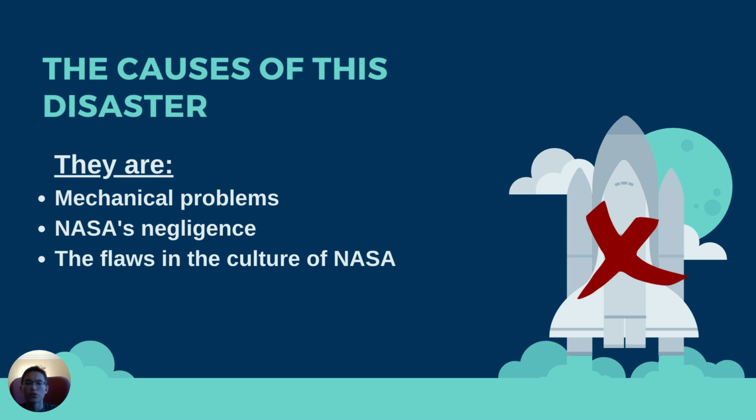Moreover, the flaws in the culture of NASA and the attitude of its senior managers seen by the board echo those identified after the Challenger crash so many years ago. If lessons were learned, then apparently many of them were swiftly forgotten, and we can claim that not only mechanical problems caused this disaster, but also NASA's negligence, and the flaws in the culture of NASA were one of the major causes of this disaster.